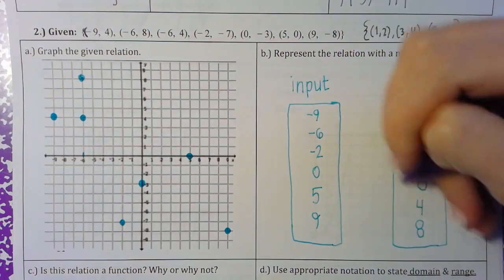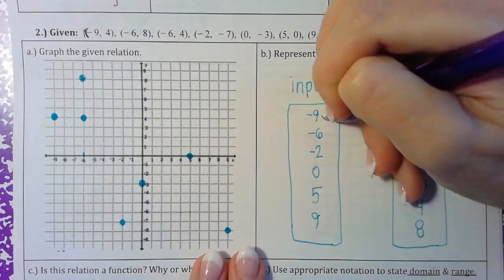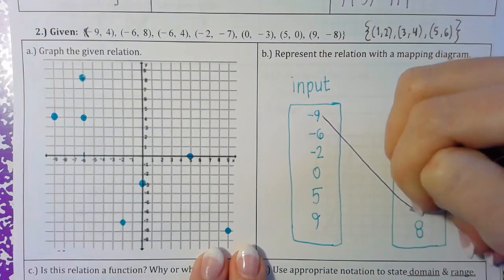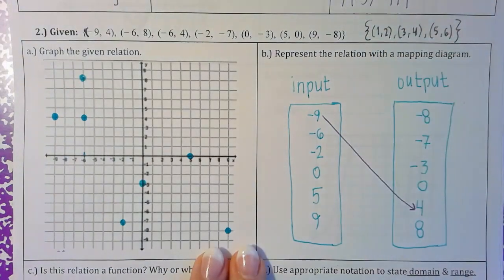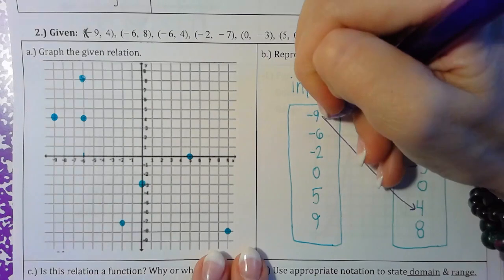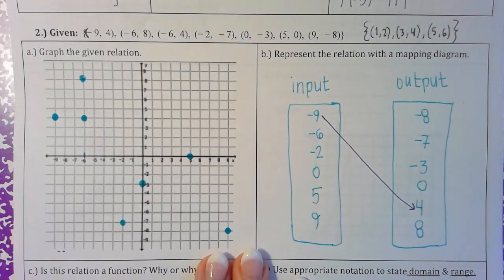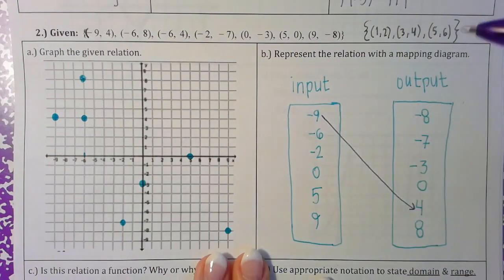Negative 9 should go to 4. I should not have any confusion about negative 9 going to 4, and the arrow must be on the right-hand side. So I'm really starting right up against it so I can see clearly, okay? The negative 6, I'm looking up here. Negative 6 should be going to 8.